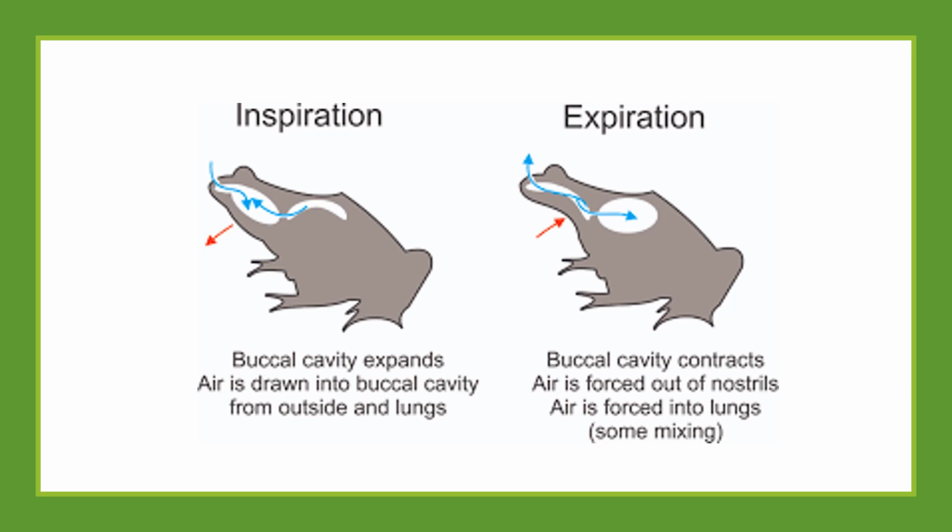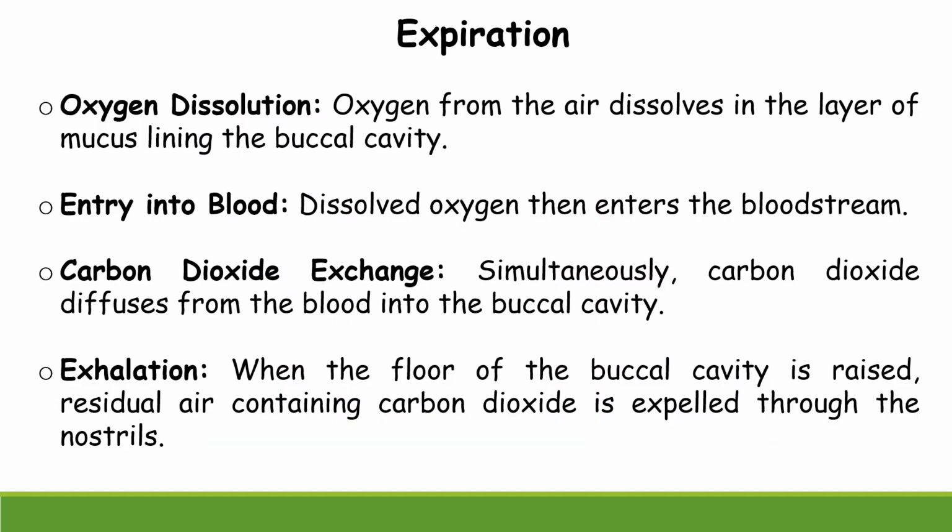Instead, it focuses on the buccal cavity. Here we can see this diagram depicting both the stages of inspiration as well as expiration. In the inspiration process, the buccal cavity expands. Because of this expansion, air is drawn into the buccal cavity. Now the air trapped inside the buccal cavity carries oxygen, and as you already know, the buccal cavity is lined with a mucus lining. Because of this mucus lining, exchange of gas happens. Now we will see the next step, that is expiration.